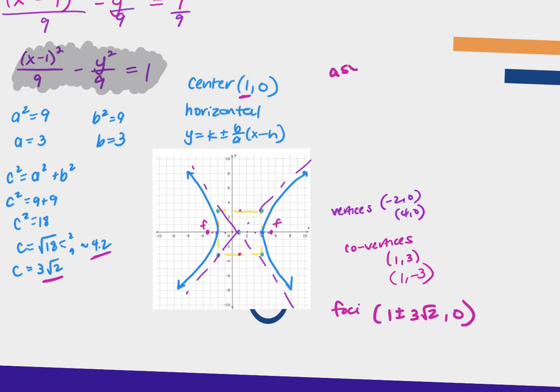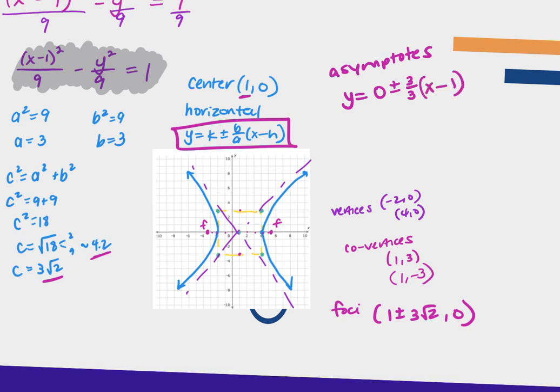And then the asymptotes, we plug our information into here. Y would equal the k, which is 0, plus and minus b is 3, a is 3, x minus h would be x minus 1. And that would simplify to plus and minus x minus 1. Yep. A would always be the bigger one, for an ellipse, yes. And for this one, it's always first. Mm-hmm.